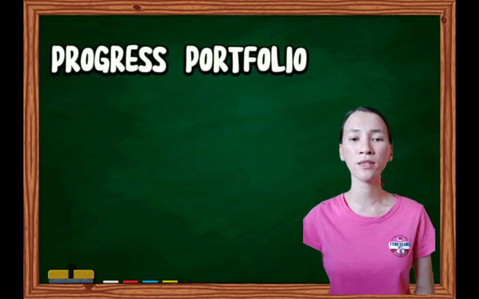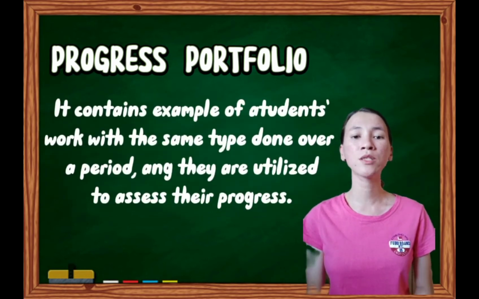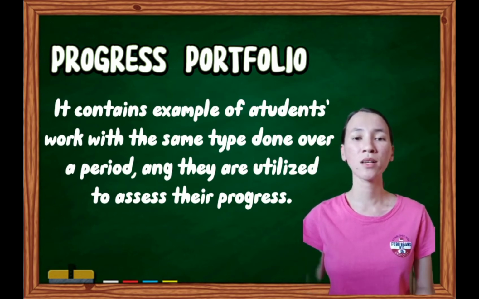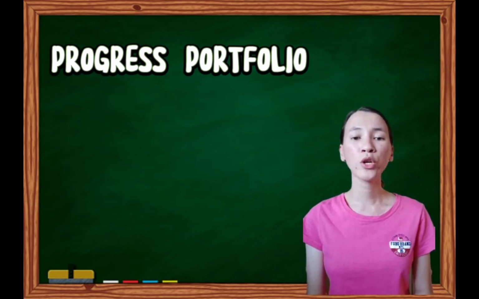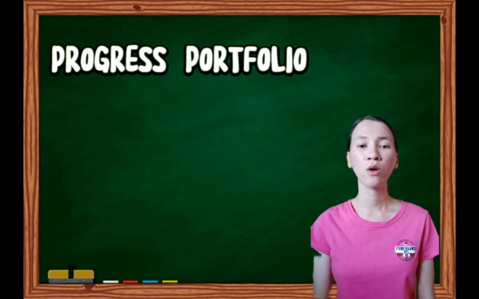Lastly, the progress portfolio. It is also known as the teacher alternative assessment portfolio. It contains examples of students' work of the same type done over a period, and they are utilized to assist their progress. It is used to observe progress, which still contains student work but is already being evaluated and scored by their teachers. So, in this type of portfolio, all the work of students is recorded, rated, ranked, or evaluated.